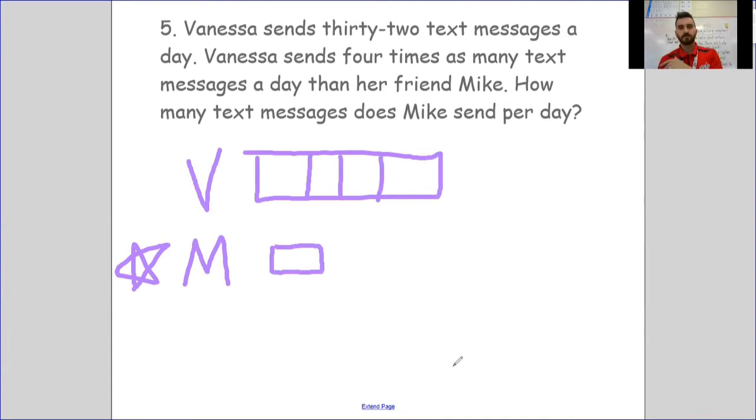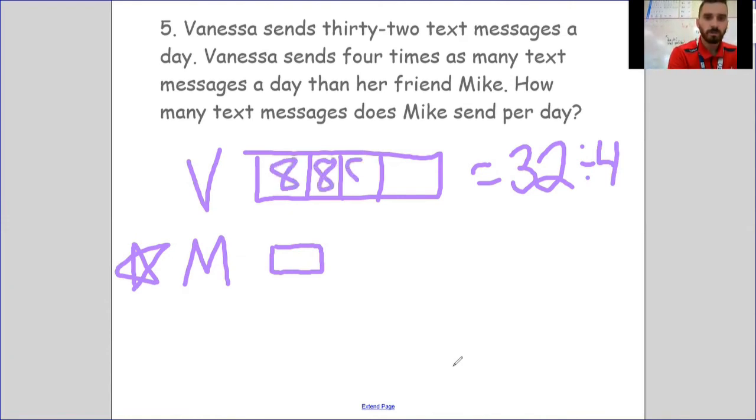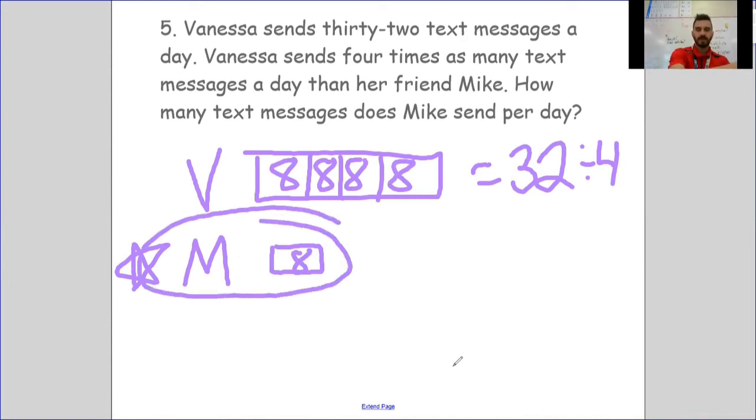The only other piece of information that it gave me was that Vanessa sends 32 text messages a day, meaning her 4 boxes are equal to 32. Since that has nothing to do with Mike, I would split those 32 text messages evenly between her 4 boxes. Since I know my facts so well, I know 32 divided by 4 is going to give me 8. So I'm going to drop 8 in all of those boxes, including the box below, because all those boxes are considered equal. Since that's where my star is, when it says how many text messages does Mike send per day, that would be 8.